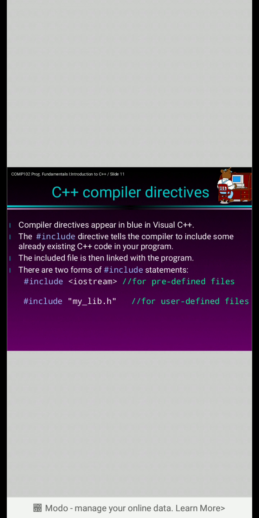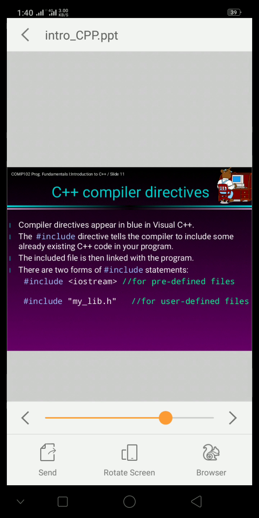Now the C++ compiler directive. This is just the library functions of C++. Compiler directives appear in blue in Visual C++. The #include directive tells the compiler to include many already existing C++ codes in your program. The included file is then linked with the program. There are two forms of the #include statement. Number one is #include <iostream>, that is for predefined files, and #include "mylib.h" for user defined files. mylib is the library, okay, and .h is for header file.